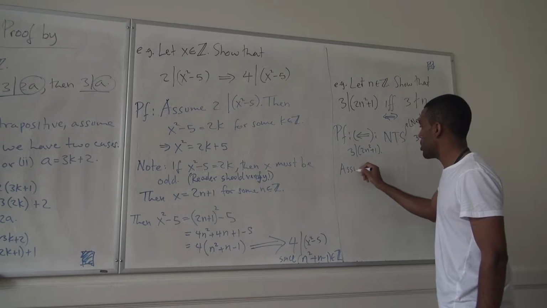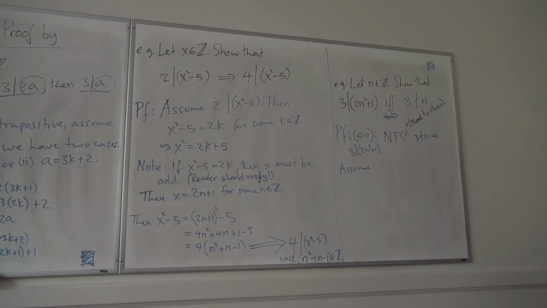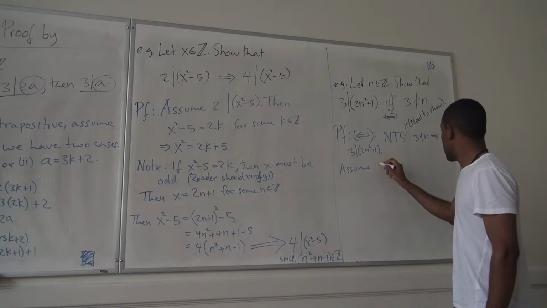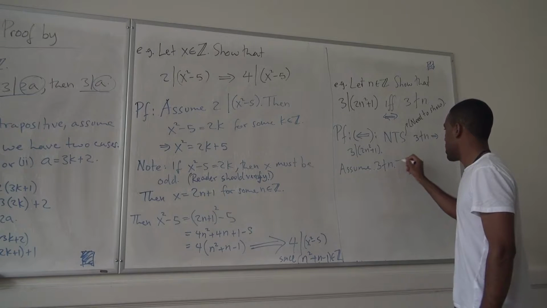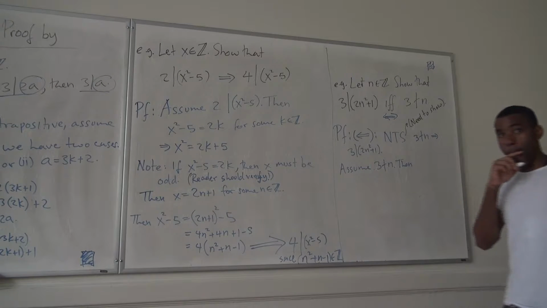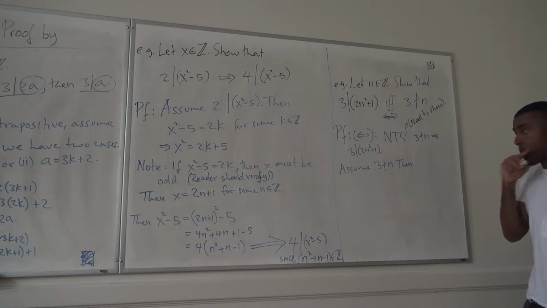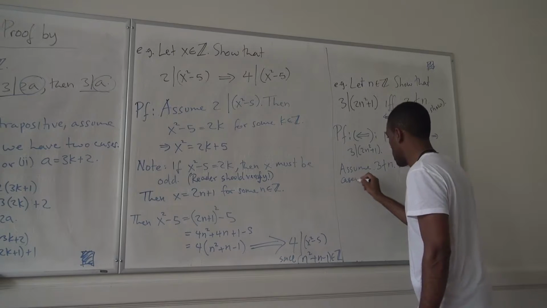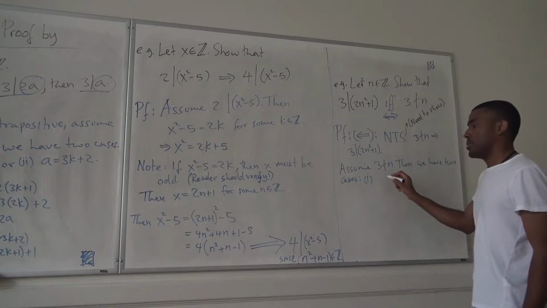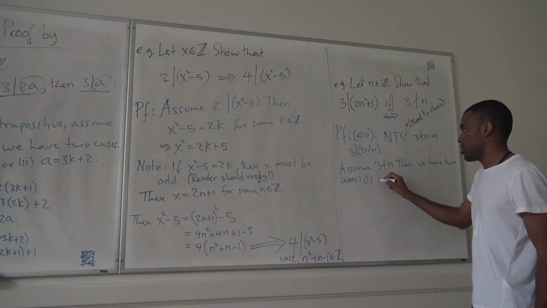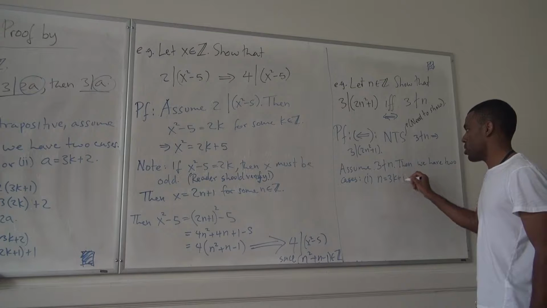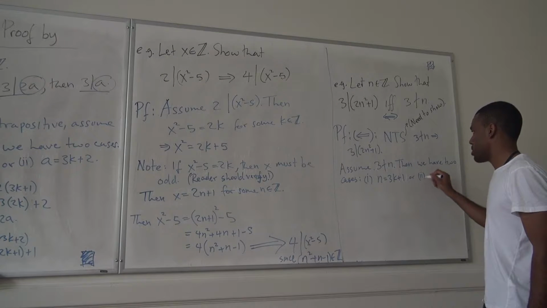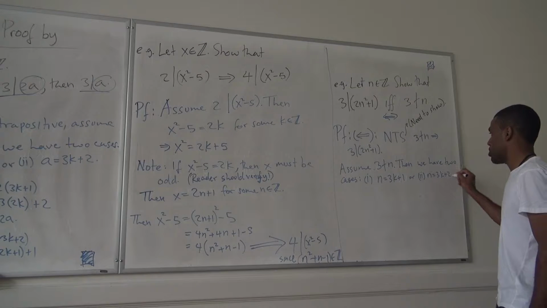So now, assume, what would you assume? Right, so we'll do the direct proof because doing that is better than doing this. So we'll say, assume 3 does not divide n, then we have 2 cases. One, n equals 3k plus 1. Or the second possibility is that n is equal to 3k plus 2.